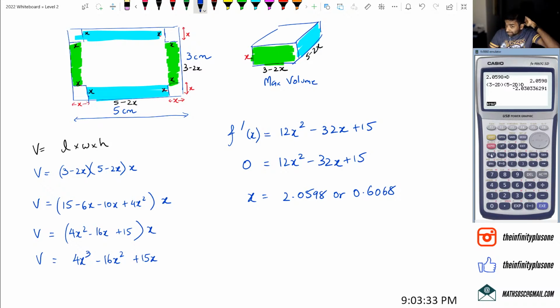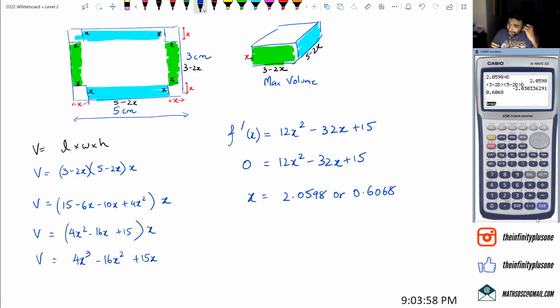Because what happens if I actually put 0.6068? Let's try putting 0.6068, okay? So we're going to put 0.6068. Come on, Sniper, think about it. Why is that measurement 2.05 not actually working?